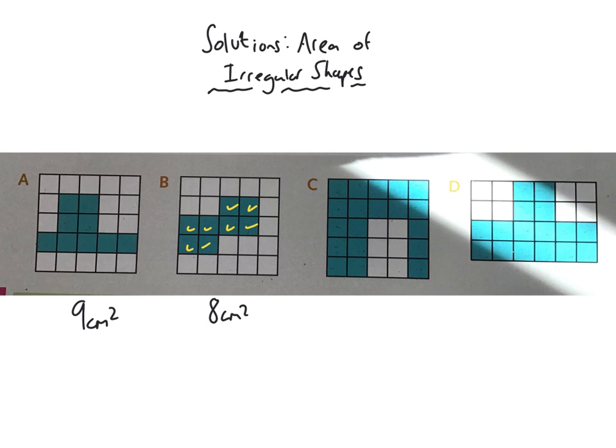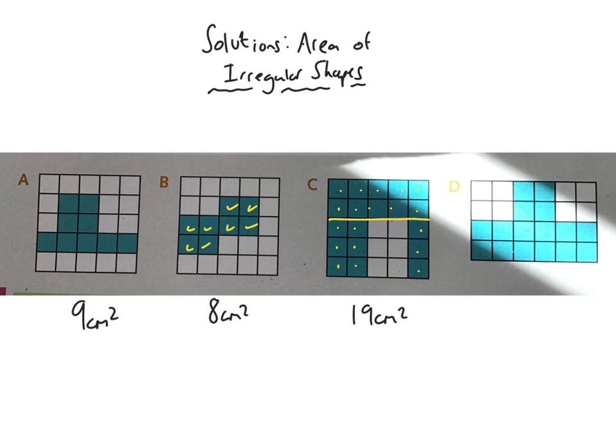For C, again, I could probably split this up into different parts. So I can see there's a 2 by 5, which would be 10. And a 3 by 2 rectangle, which would be 6, and then these extra 3 here. So 10, 6 and 3 is 19 centimetres squared.